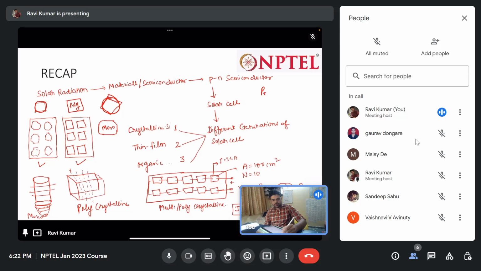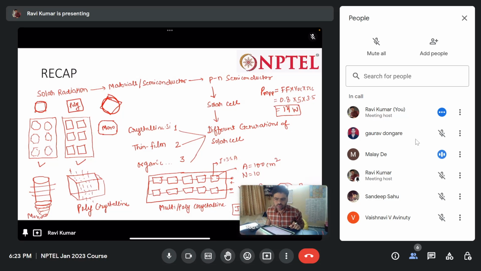So PMPP generally what? PMPP equals to fill factor into VOC into ISC, and generally fill factor is around 0.8. 0.8 into 5 into 3.5. This will be the power of this module. Just calculate. So by just seeing the module, you can guess the power of a module.